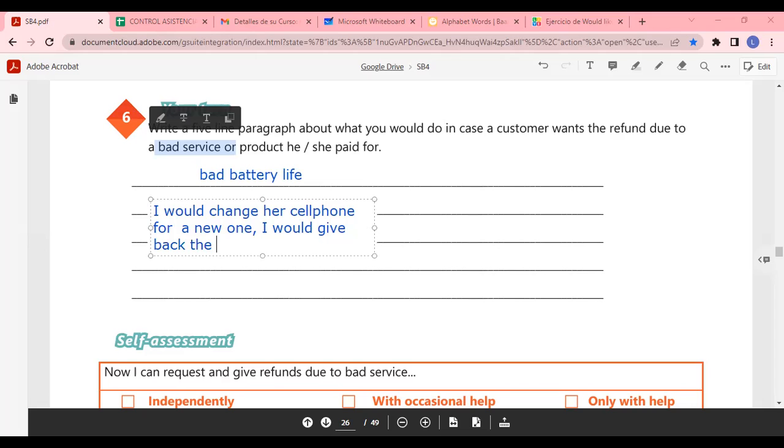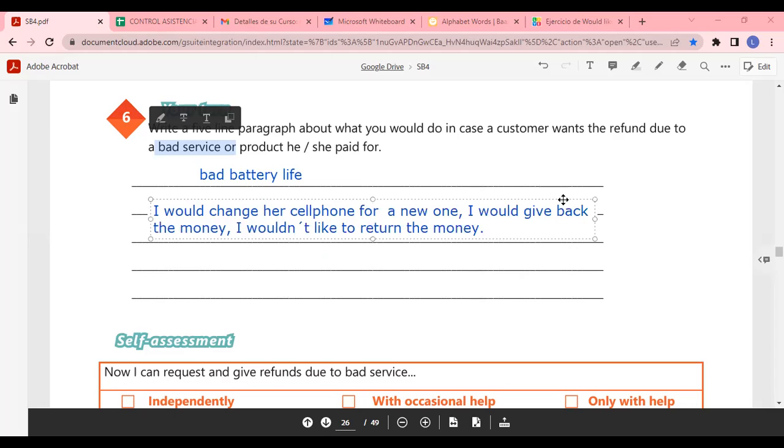I would give back the money. Or maybe I wouldn't like to return the money anyways, but I have to do it, right? Return the money, okay? So like that, you have to write a 5 lines paragraph, okay?